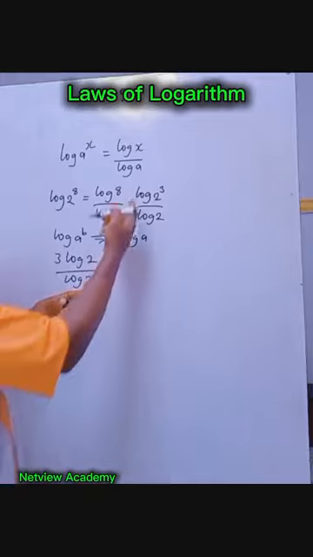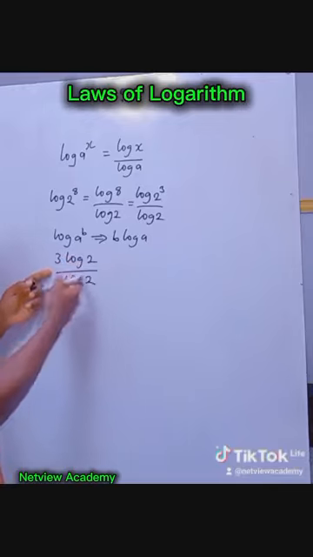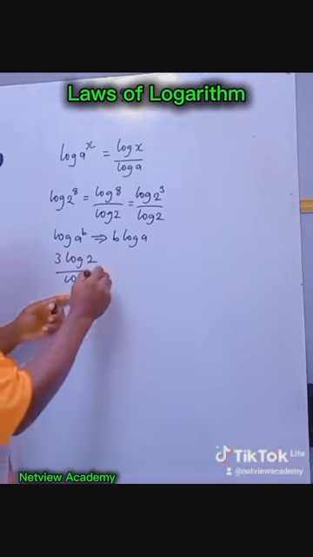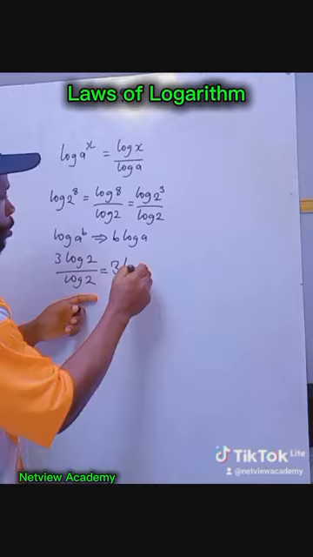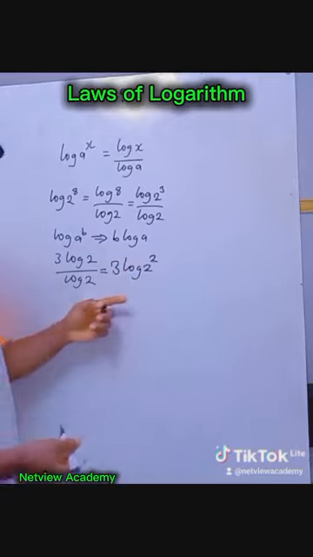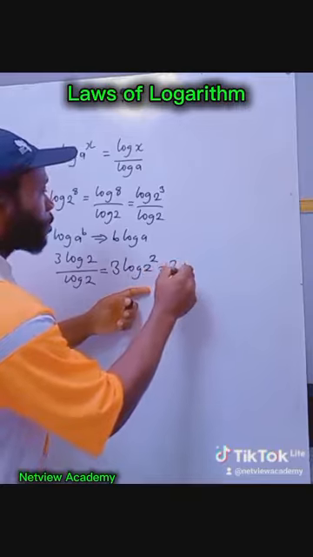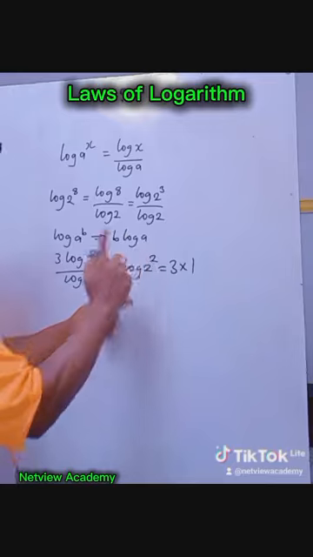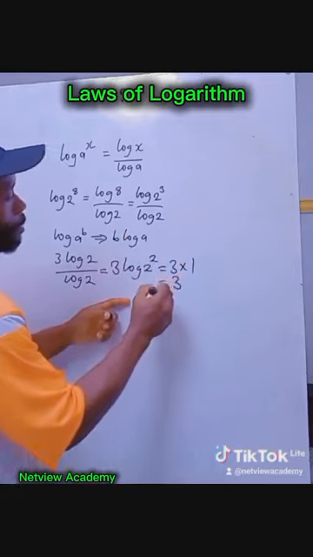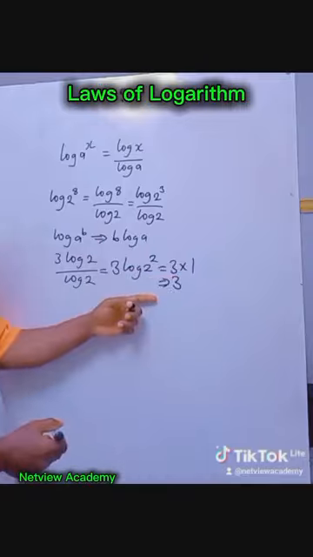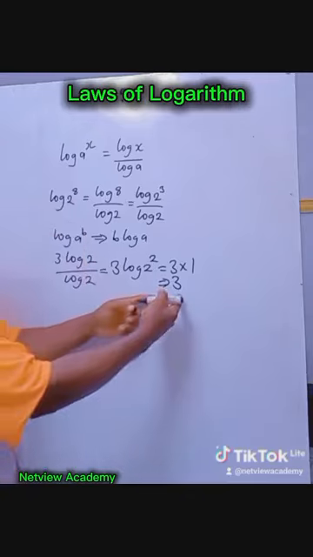Therefore, we can express log 2 raised to the power 3 as 3 log 2 all over log 2. And this can also be expressed as 3 log 2 raised to the power 2, which is the same thing as 3 multiplied by 1. Log 2 raised to the power 2 is 1. 3 multiplied by 1 is equal to 3. Therefore, the value of log 2 raised to the power 3 is equal to 3.